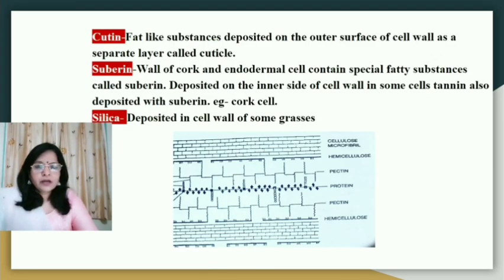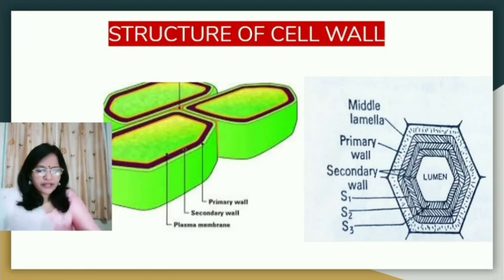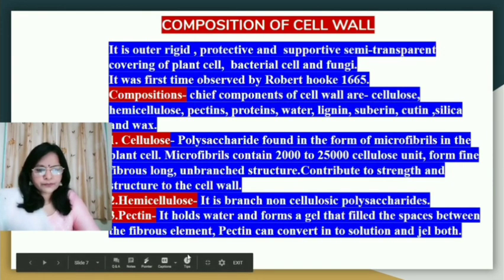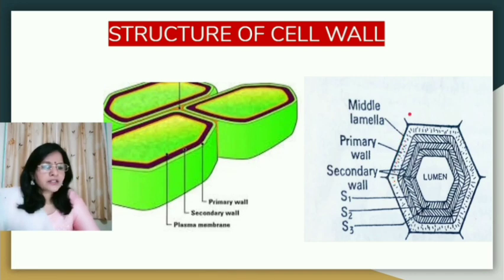Now I can show you the pictures. So you can see the picture. This is the outermost layer. This is the middle lamella, which is found between two adjacent cells, and on both sides of the middle lamella the primary cell wall is found, and then the secondary cell wall is found, and the secondary cell wall consists of many layers, S1, S2, S3. These are the layers.